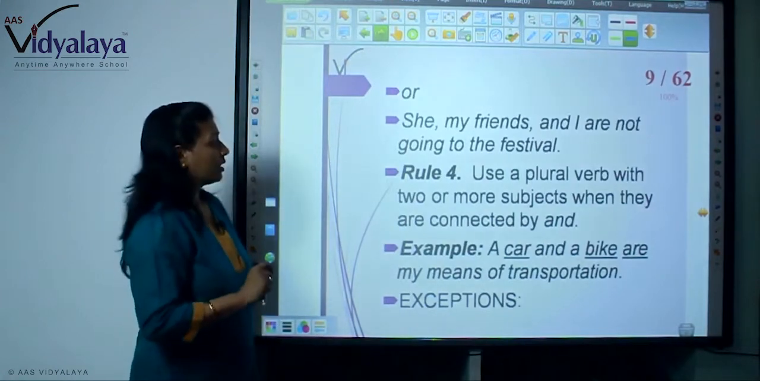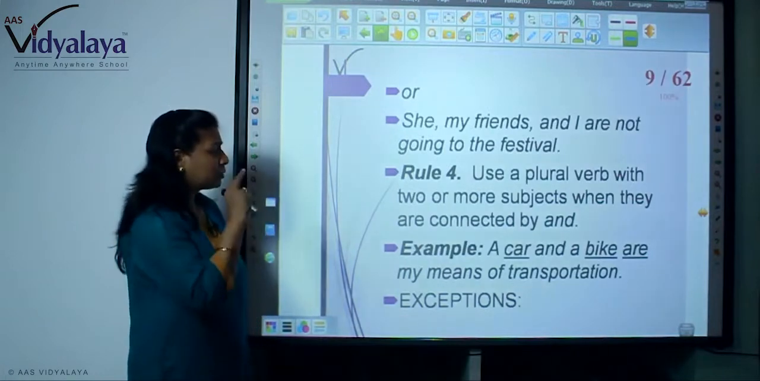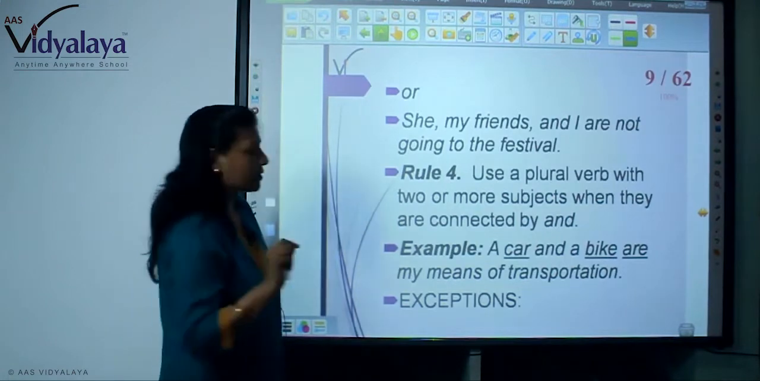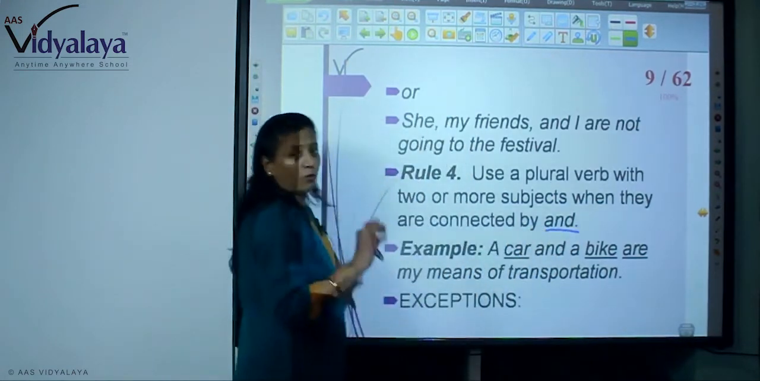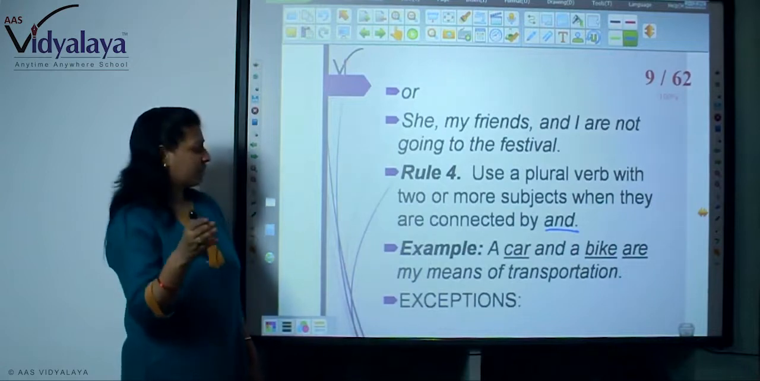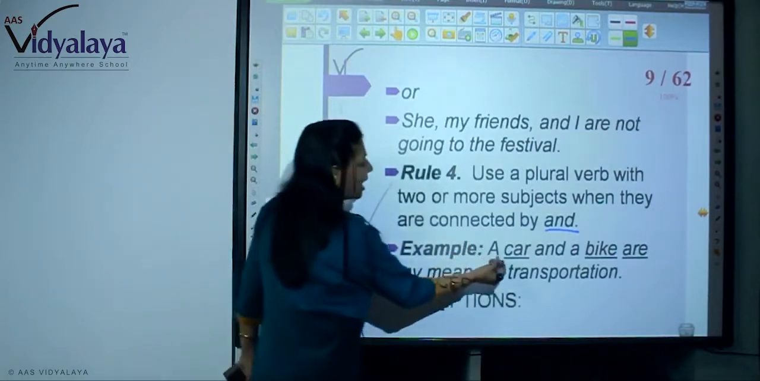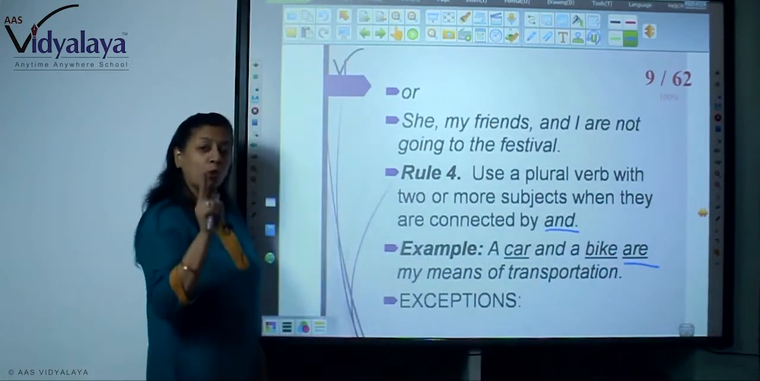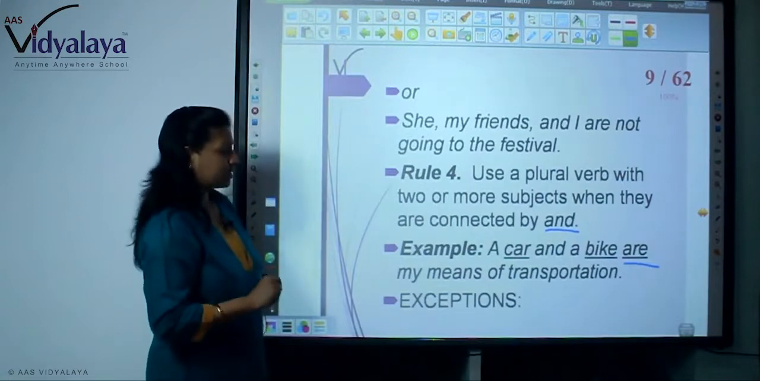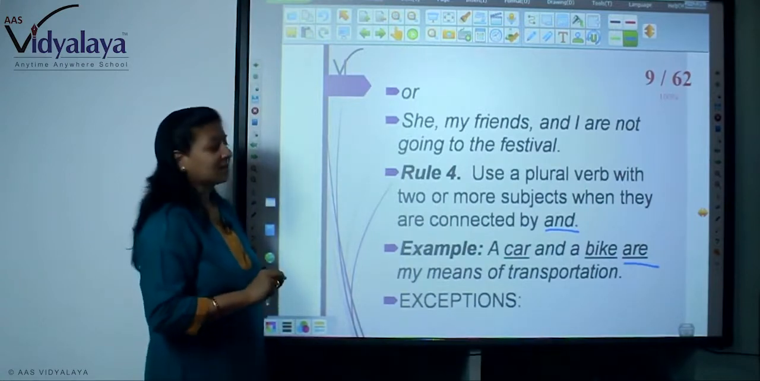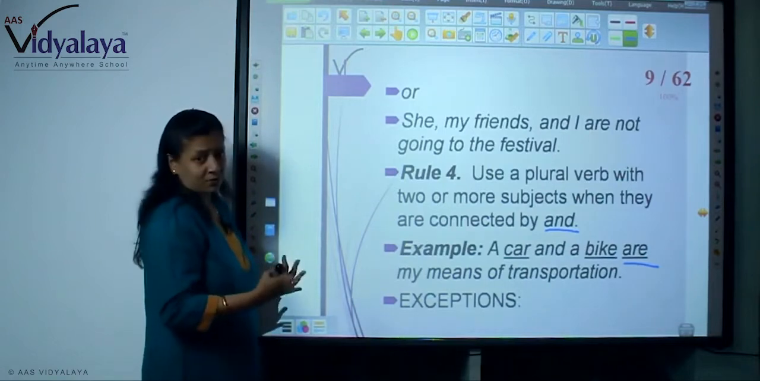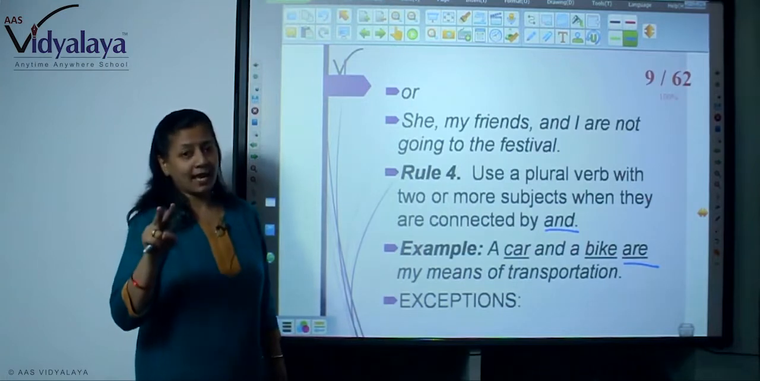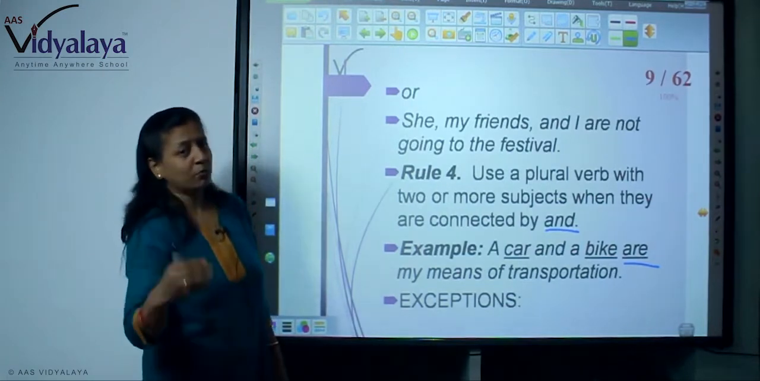Now, fourth rule. Use a plural verb with two or more subjects when they are connected by and. Always remember, and means more than one. One and one. Example, a car and a bike. Then the verb will be are. Means both. Both are my means of transportation. Right? And there are exceptional rules also. See, if two subjects are connected by and, you will have to use the plural verb.